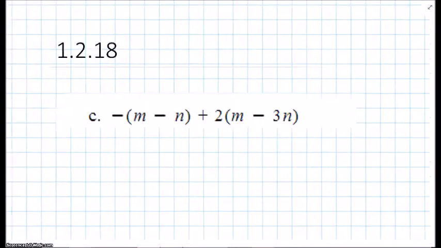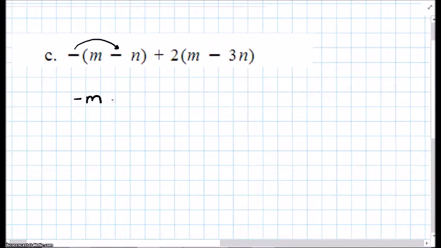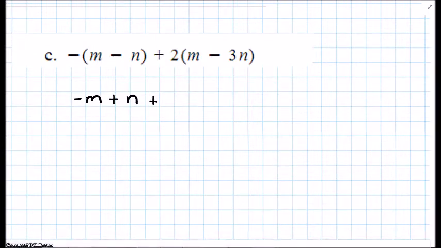All right, C: negative, in parentheses, m minus n, plus 2 times, in parentheses, m minus 3n. Let's just use the distributive property. We're going to distribute that negative 1. Remember, that's really a negative 1 right there. So that becomes negative m, and a negative times a negative is a positive, so it's going to be plus n. Plus, and now we're just going to distribute the 2, there and there.